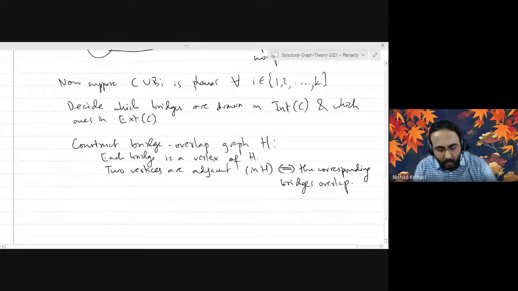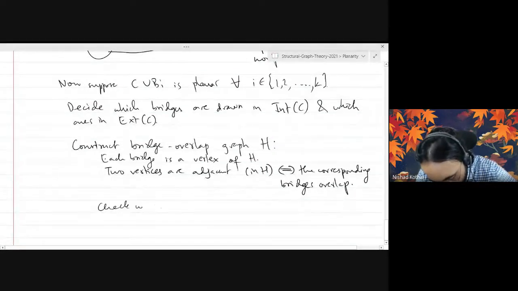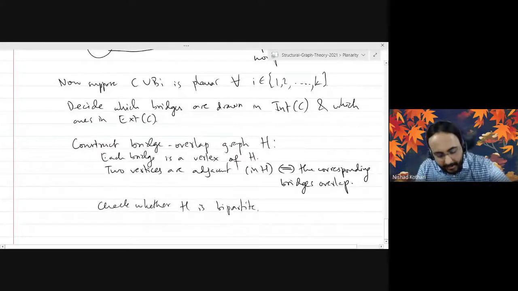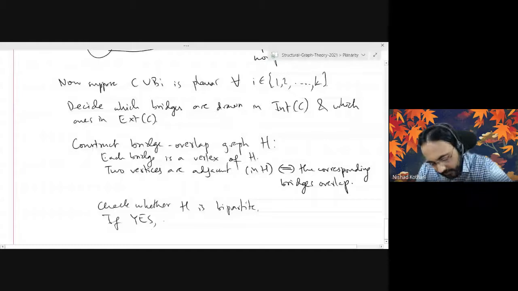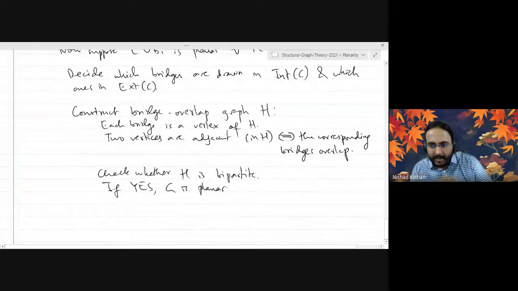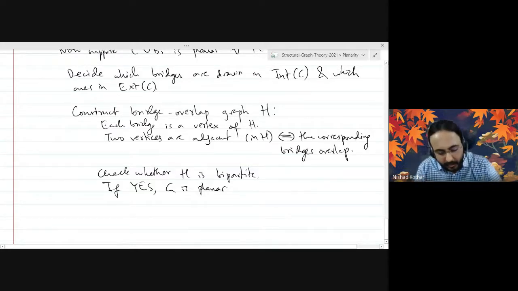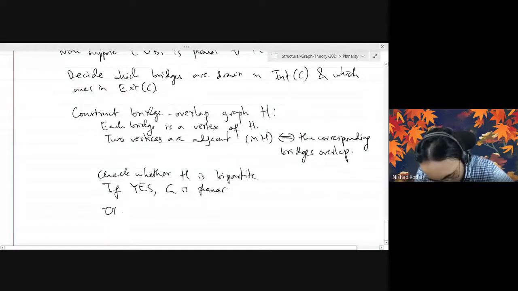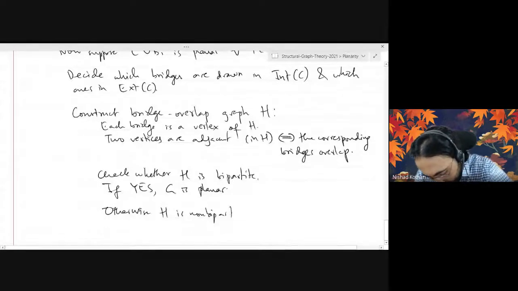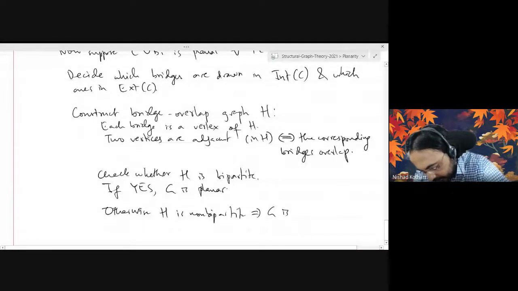Now the main point is that you have to check whether H is bipartite. That can be done in polynomial time. If it is bipartite, then G is planar, because all the bridges on the left side of the bipartite graph you put inside, and all the bridges on the right side you put outside. The only case when you cannot say the graph is planar is if H is non-bipartite, for example an odd cycle, and this implies that the graph G is actually non-planar.